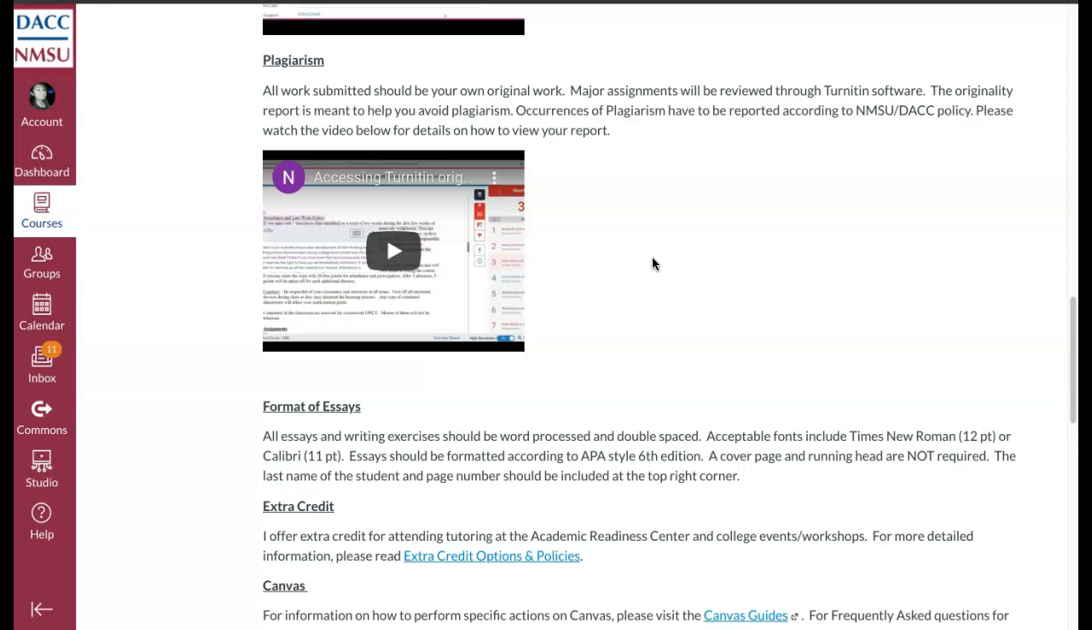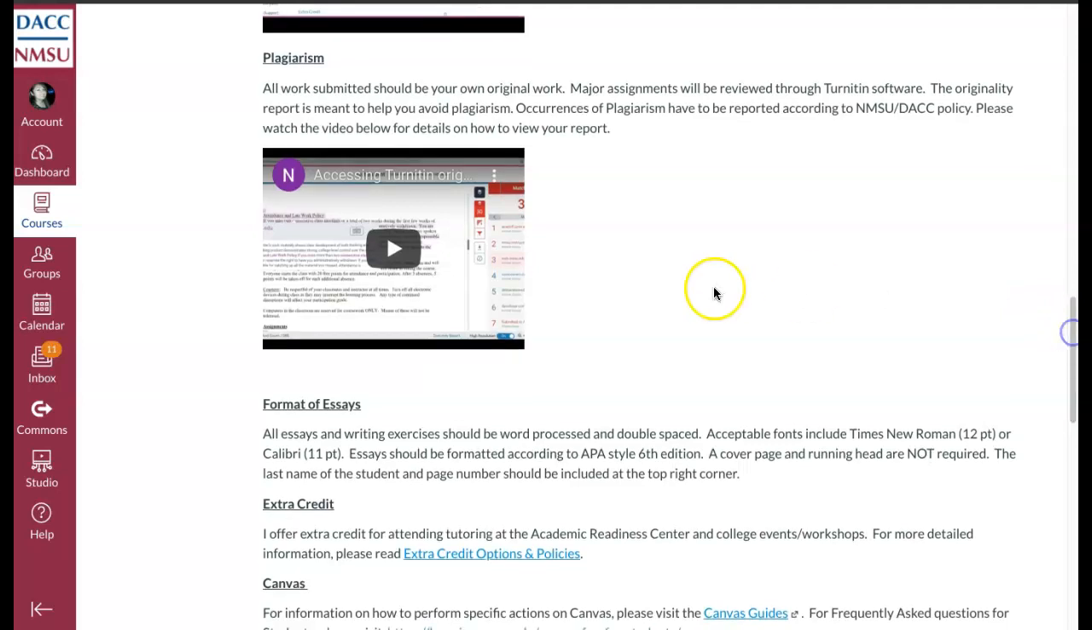And sometimes it genuinely is a mistake. So I really hope that you know that you can use this to your advantage. And if you notice that there's anything that you didn't intend to plagiarize, then you could just go ahead and fix it.